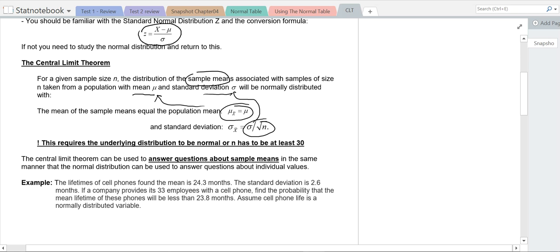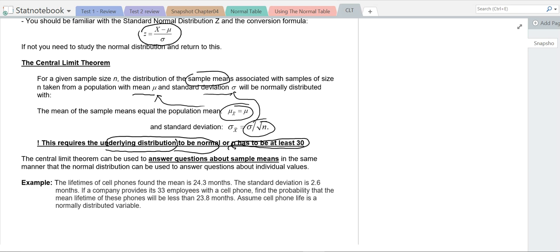That is, if you start collecting a bunch of sample means and look at all of that as data, this collection of sample means forms a distribution in its own right. And that distribution will be normally distributed with mean mu, standard deviation sigma divided by the square root of n. But again, this requires the underlying distribution to be normal, or the size of the samples has to be at least 30. Now, here's the key here.